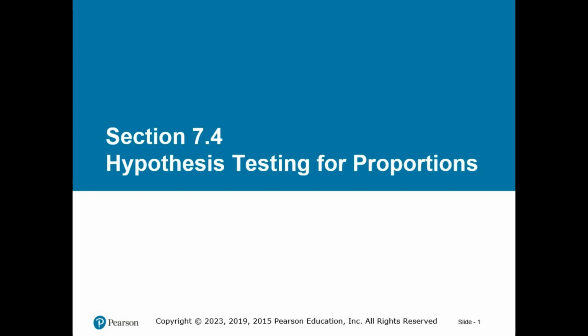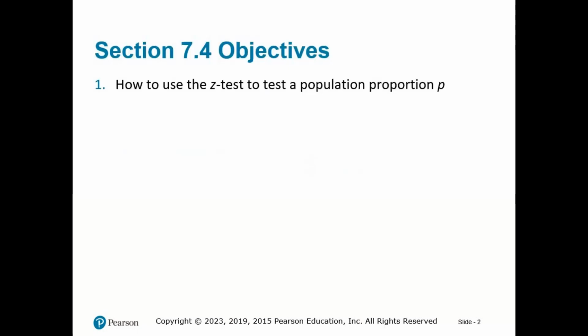Welcome to the lecture video for Chapter 7, Section 4. Hypothesis testing for proportions. Today we're going to be focusing on one thing: how to use the z-test to test a population proportion P. We're going to wrap up our discussion of hypothesis testing for populations' different parameters. Now we're working with proportion P.